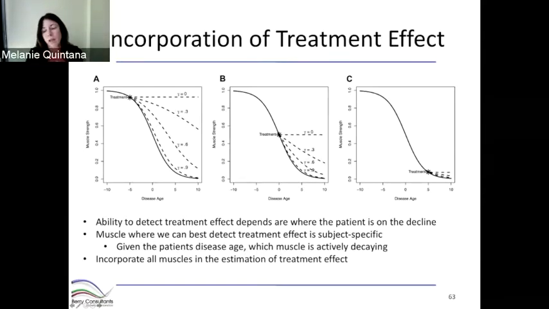Whereas if the treatment was given later on in the disease, or if you looked only at a muscle that was already progressed, say dorsiflexion, you would expect a very small difference between a perfect cure and natural progression. So this shows multiple things. With this idea of a percent slowing in progression, we need to be able to look at muscles that are actively progressing. We don't want to be downweighting any signal because we're looking at muscles that weren't expected to progress. Also, we want to be using all the muscles available, incorporating all of them into the estimate of the treatment effect.